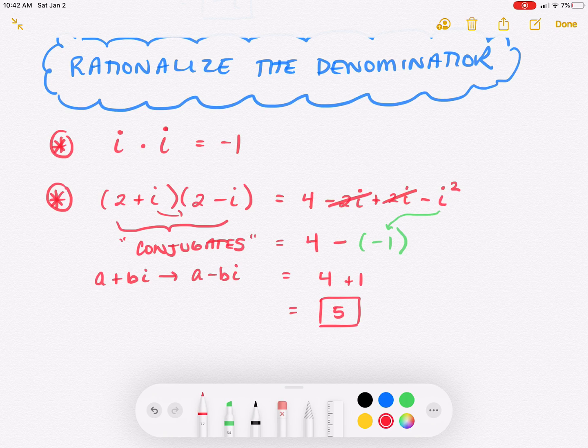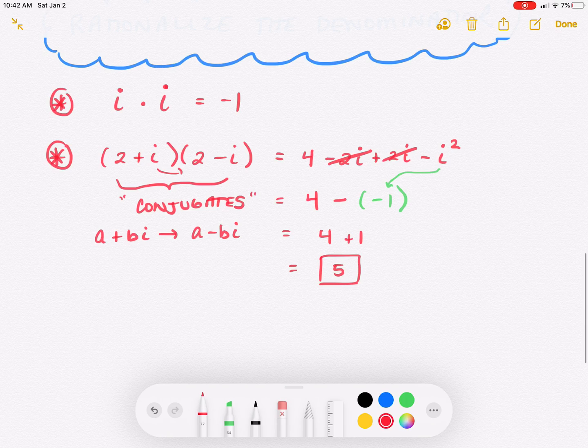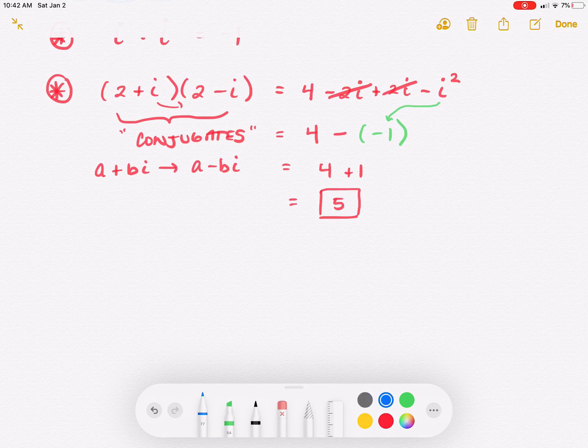So the conjugate is going to be a good strategy to use to go from having an i in the denominator and rewriting it with a whole number. So let's go ahead and look at a few examples, okay, of how we can rationalize.